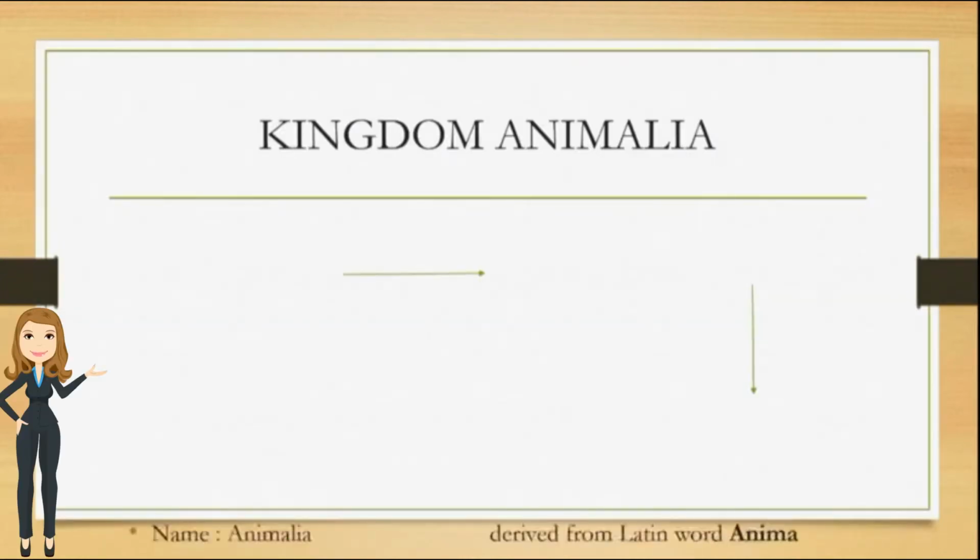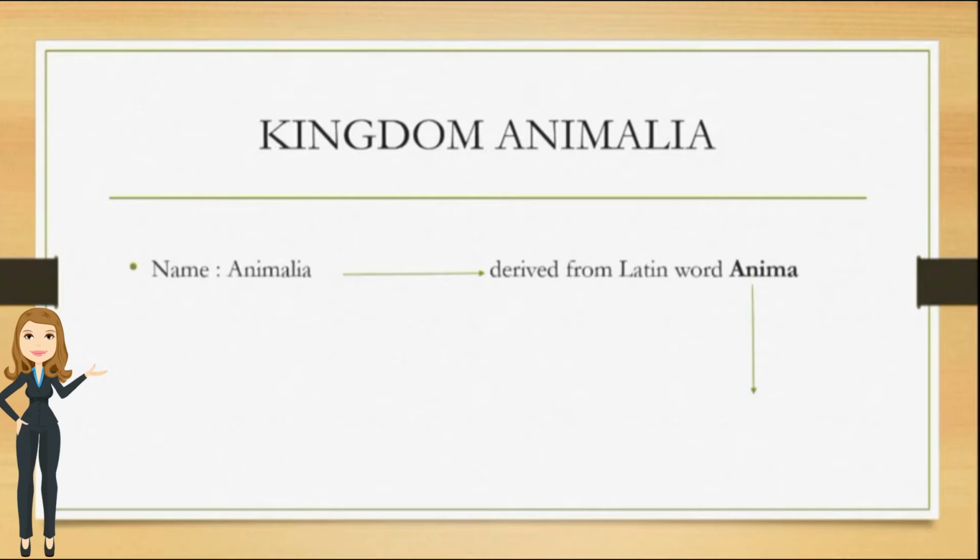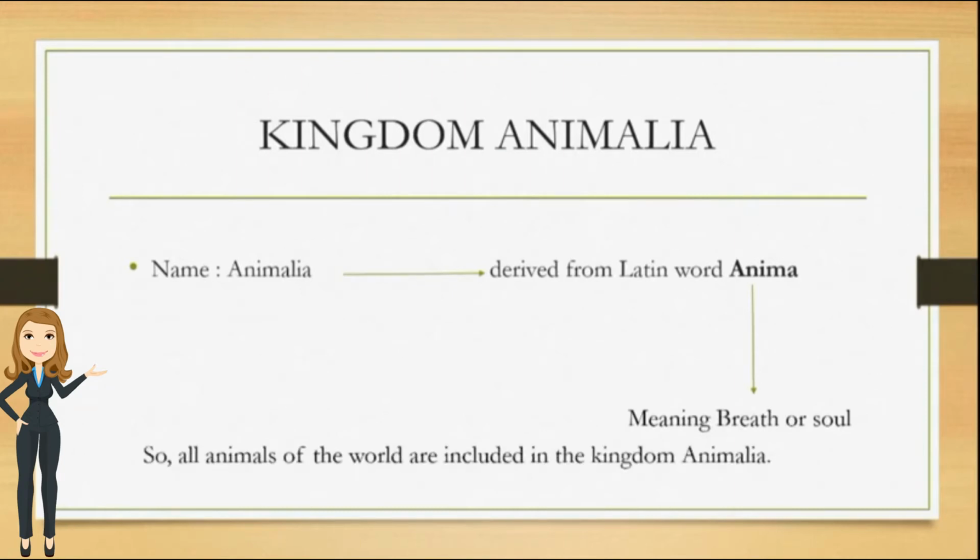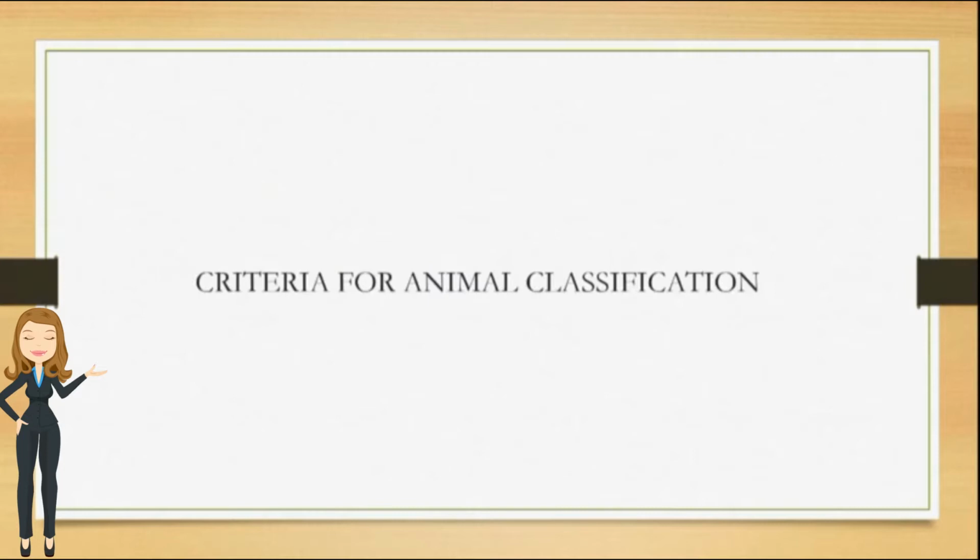The kingdom Animalia got its name from the Latin word anima, which means soul or breath. All animals are included in kingdom Animalia, which have soul and they can breathe. And as we are humans, we can also breathe and we have a soul, so we are also included in kingdom Animalia.